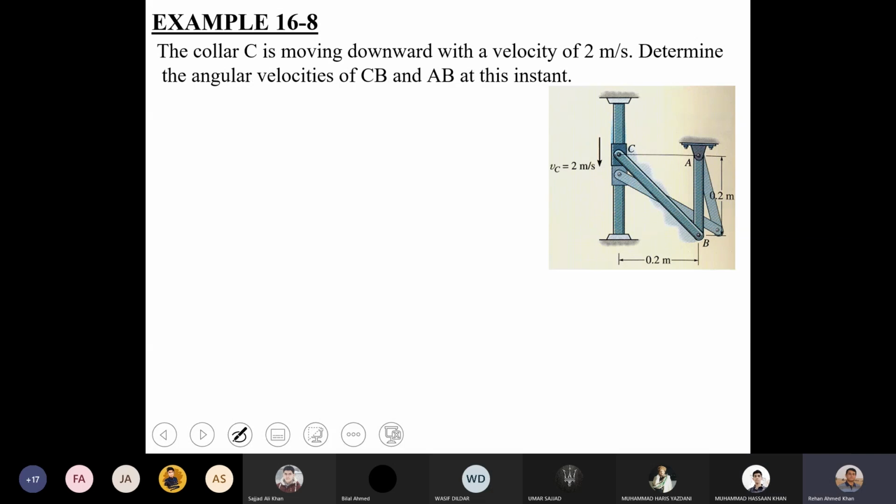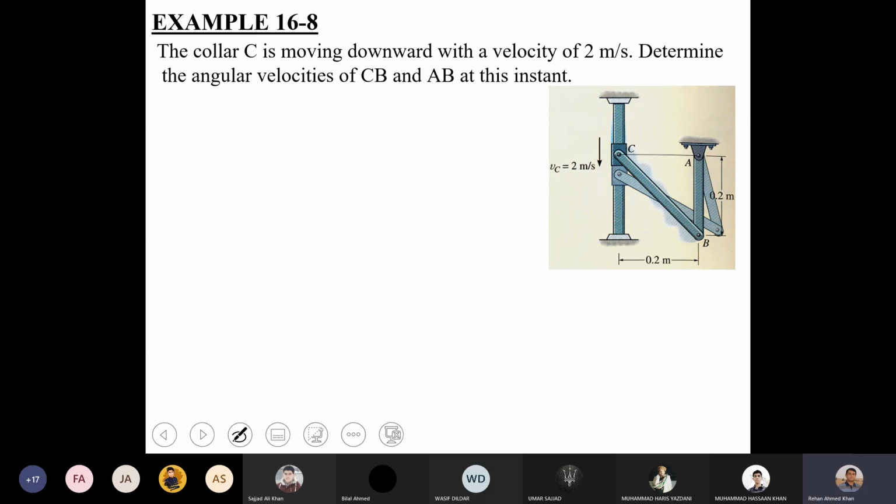The first one is the collar, which is constrained to move on this guide rod along the vertical axis. Then we have 2 rigid links. One is rigid link AB, which is grounded at point A. Since AB is grounded, which type of motion is possible in link AB? Rotational motion. Since one point of link AB is fixed, that is point A, this rigid body is in pure rotational motion with respect to point A.